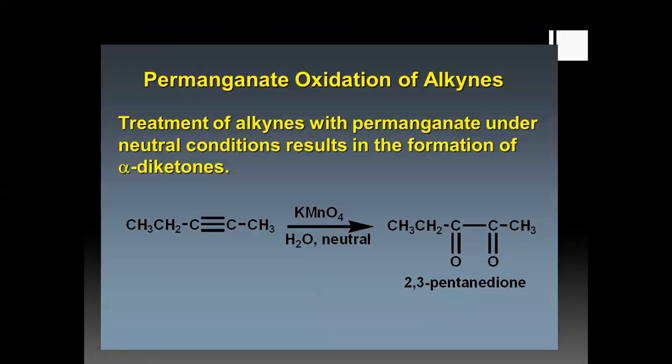The next is permanganate oxidation of alkynes. When we treat alkynes with permanganate under neutral conditions, it results in the formation of alpha diketones. We will obtain diketones when we treat the alkyne with KMnO4 under neutral conditions. It will convert into 2,3-pentanedione.